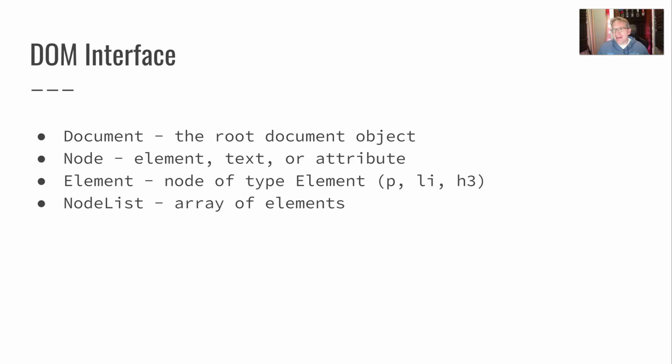So in our HTML document, we have the structure, and this is a representation of that and allows us to interact with it. An element is a node of type element, which could be a paragraph, a list item, or a heading. And then our node list is an array of elements. That's something we'll see with some of the function calls that we make to the DOM.